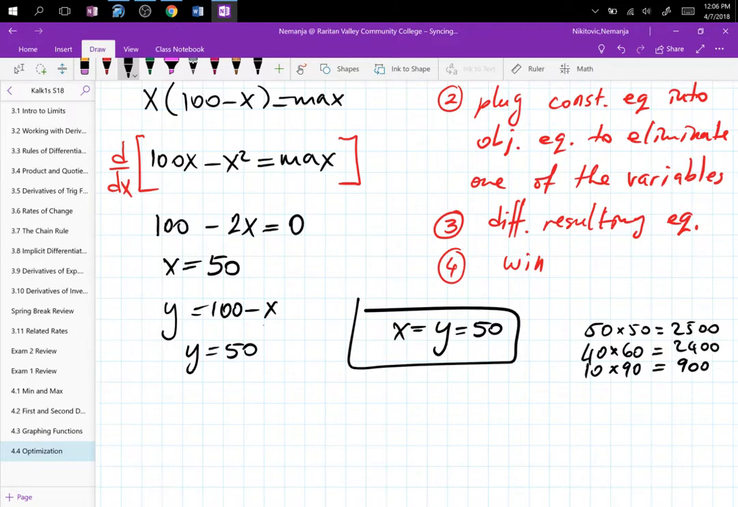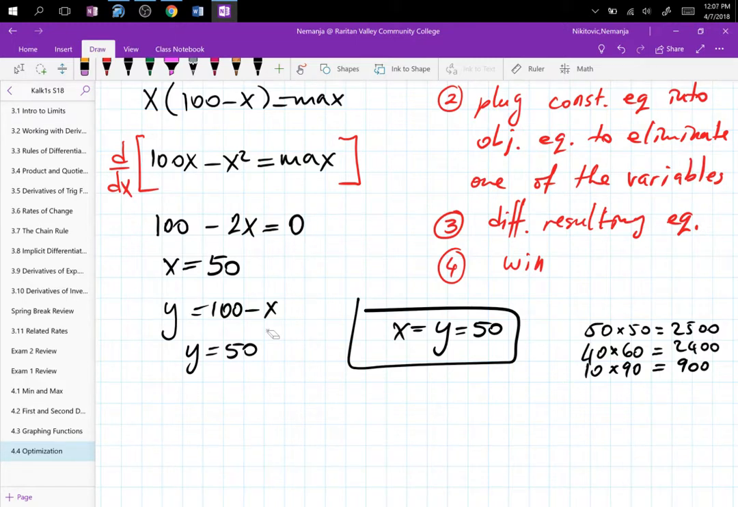Now, go on, waste your life, try to prove it wrong, meaning trying every other combination of numbers that add to 100, and there are infinitely many, right? Because you can pick 37.896 times 62.104. It's still going to be less than 2,500. So it doesn't matter what you pick, it's going to be less. And that's the procedure.